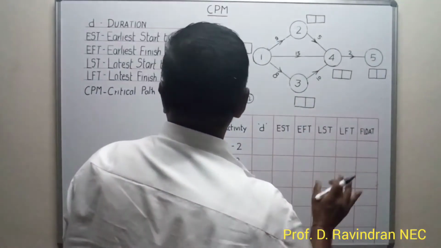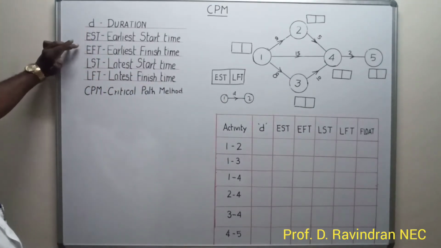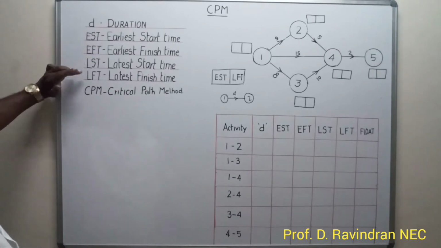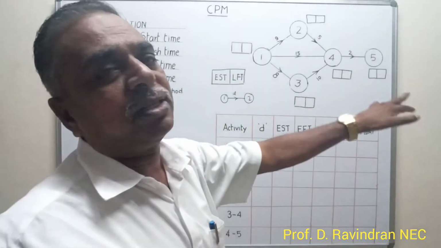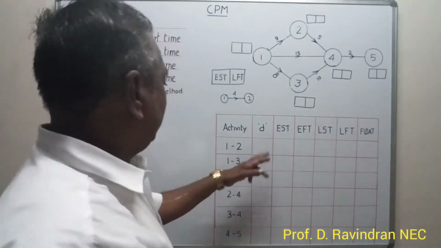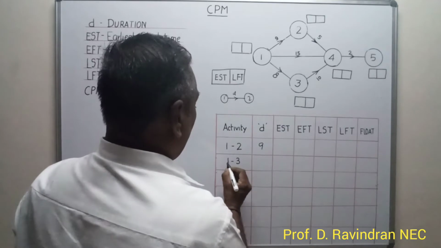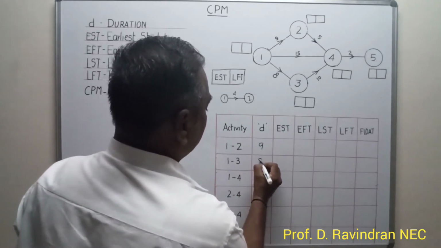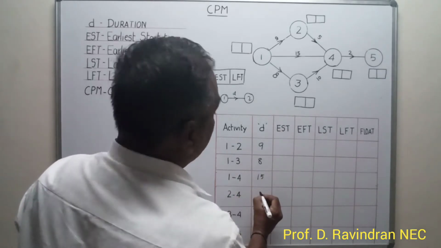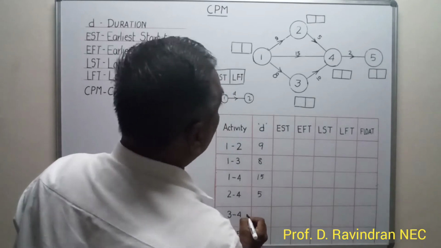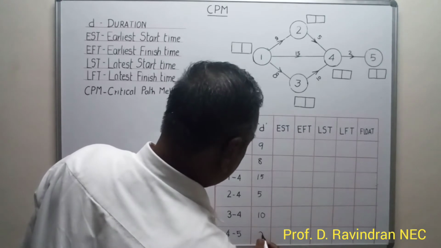Now we want to analyze this activity. Here D is the duration, EST is earliest starting time, then earliest finishing time, latest starting time, latest finishing time, and this is called the critical path method. We are going to find out the critical path along these activities. Now the activity durations we can write: 1-2 takes 9 days, 1-3 takes 8 days, 1-4 takes 15 days, 2-4 takes 5 days, 3-4 takes 10 days, 4-5 takes 2 days.